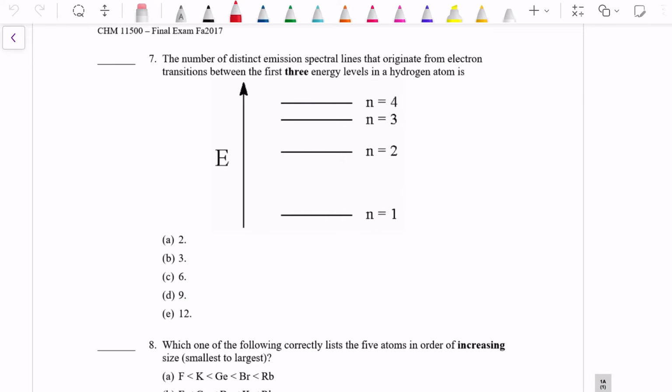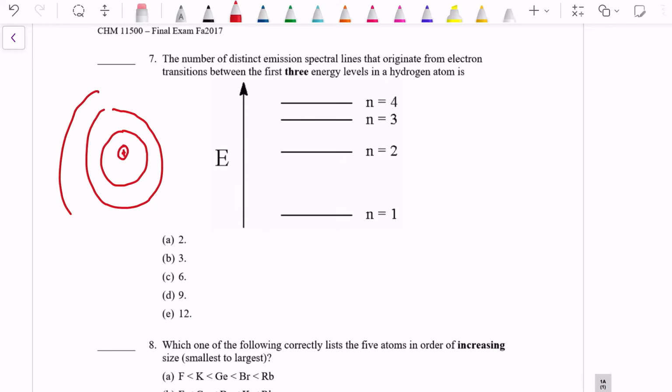Problem 7. The number of distinct emission spectral lines that originate from electron transitions between the first 3 energy levels in a hydrogen atom is. Okay. Let me give a quick conceptual explanation here. Let's consider our Bohr model of the atom. We have the proton nucleus, and then we have these energy levels of electrons flying around. We know our electrons have a negative charge, so there's an attraction force here. And so the electrons want to be as close to the nucleus as possible.